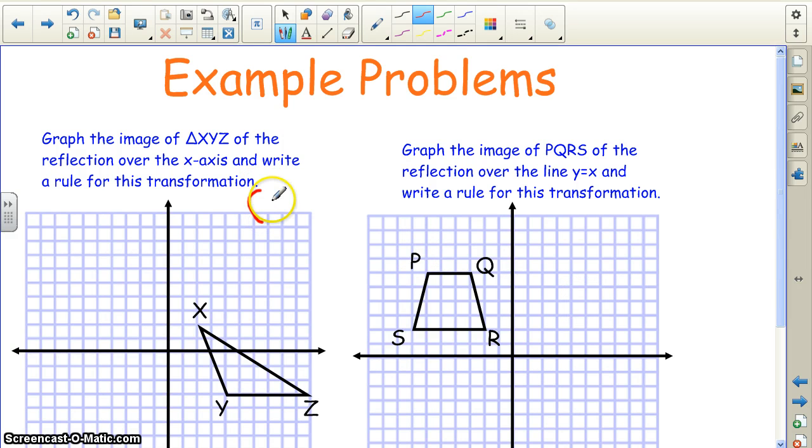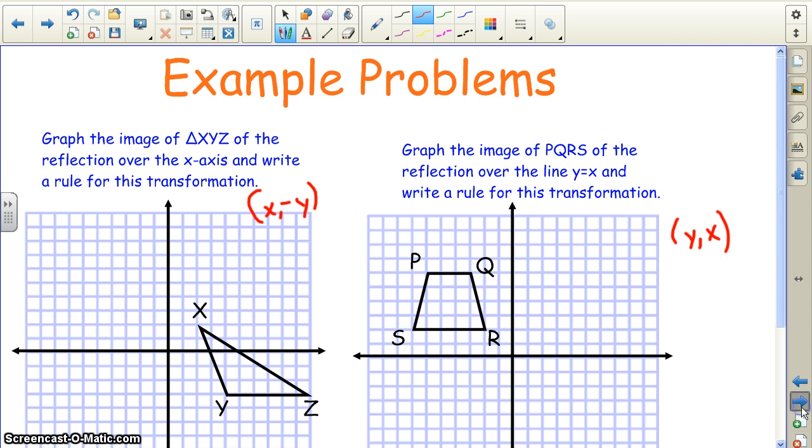All right, after you've gotten a chance to check that out, when we reflect it over the x-axis, again, our ordered pairs stay the same, but this time instead of the x being negative, now the y is negative. And when you reflect it over the line y equals x, the ordered pairs switch places. So it's y, x. Okay, they just switch places. Signs don't change, they just switch places.